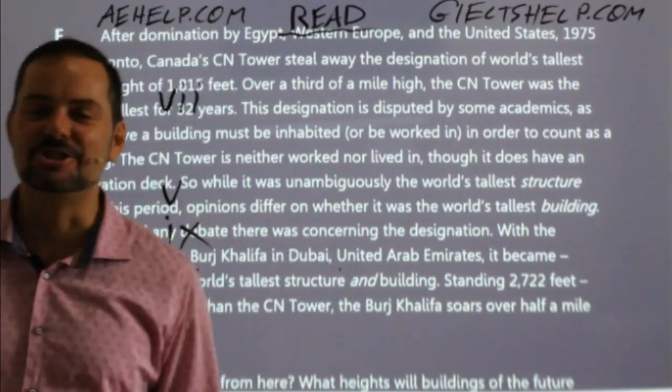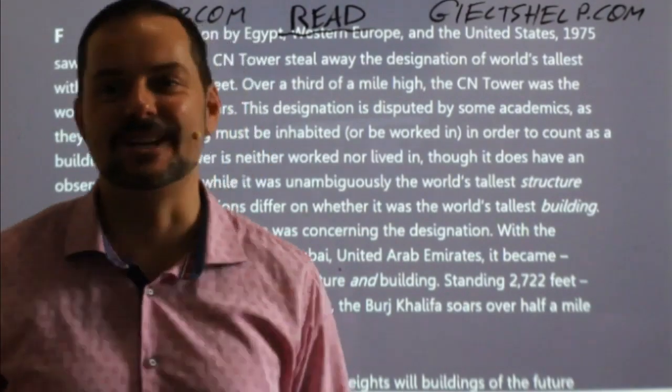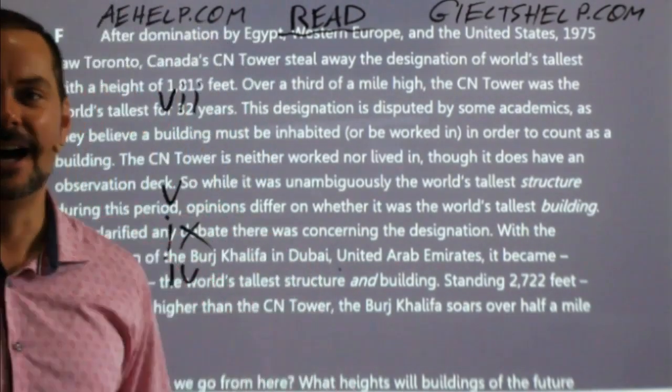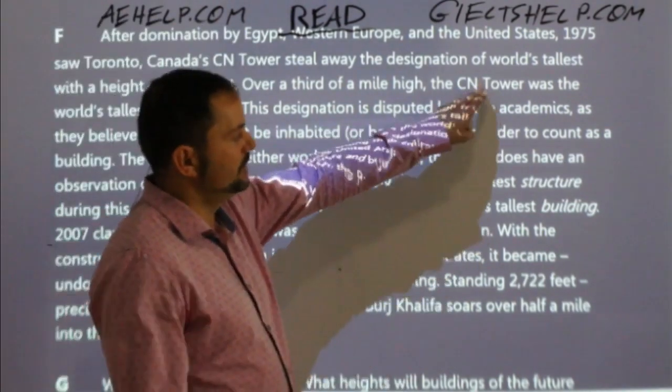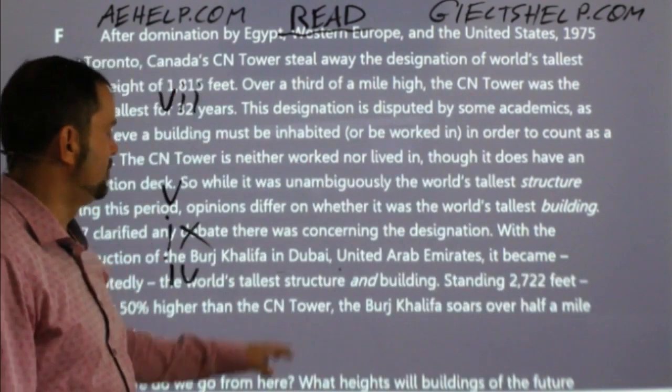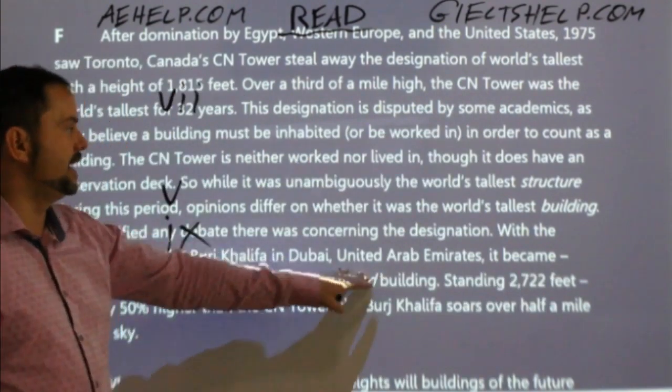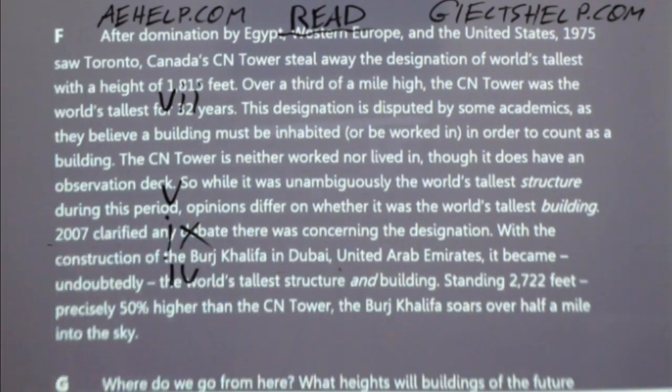And Danish, you answered correctly for G. Okay. CN Tower, no, Danish, it's not about the CN Tower. Look, it talks about the CN Tower, but it also talks about the Burj Khalifa in the United Arab Emirates. So it's not just about the CN Tower. There's more here than that.